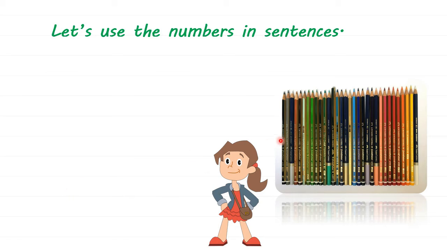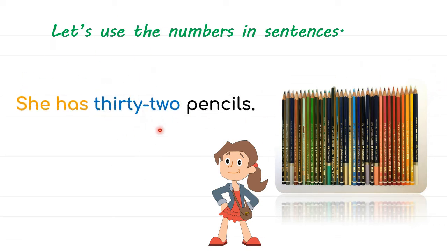Next one are pencils. How many pencils are there? There are 32 pencils. Now, here we see a girl. Remember, a girl uses she. Untuk seorang perempuan, kita gunakan she. Dan ingat, she kita gunakan has. For she, we use has. So here, the sentence becomes she has 32 pencils.